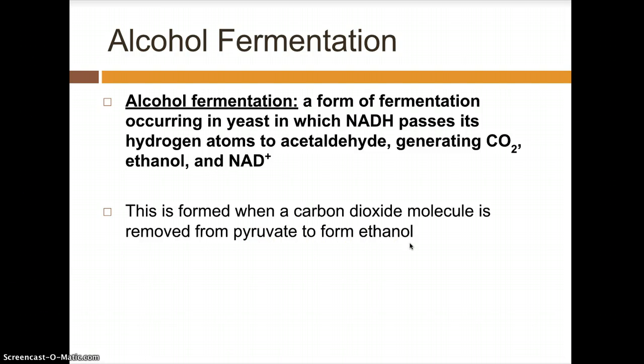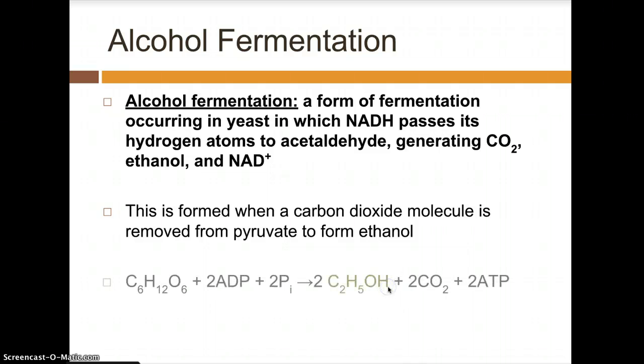So when we remove this carbon dioxide from the pyruvate, which remember pyruvate's a 3-carbon sugar, it forms ethanol. So ethanol is a 2-carbon chain. Okay, that's where the eth comes from. It's a 2-carbon chain with a hydroxide group on the end, making it an alcohol. All right, so then this is what the net reaction would look like.